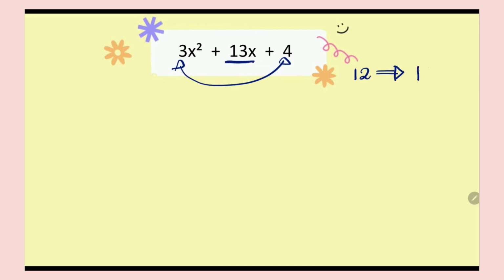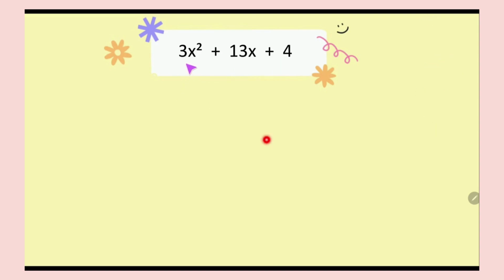So we will say 1 times 12, 4 times 3, 6 times 2. Out of these 3, which makes a sum of 13? We can see that 1 and 12 makes a sum of 13. So the factors that we are going to choose are 1 and 12. Here you can't do it the short way. You should do it the long way by splitting the middle term. Let's continue with this 1 and 12.